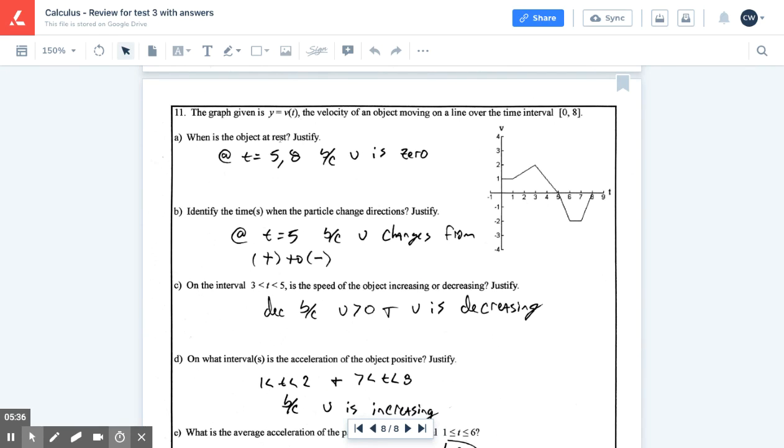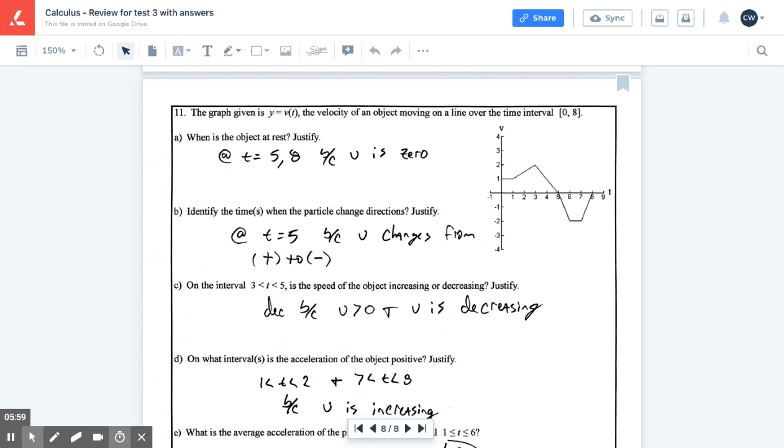Okay. If we're at rest, then that means velocity is neither increasing or decreasing. Or velocity is neither positive or negative. Because if velocity is positive, then that means I'm going to the right or up. Velocity is negative, I'm going left or down. So if it's 0, then that means it's not going right or left or up or down.